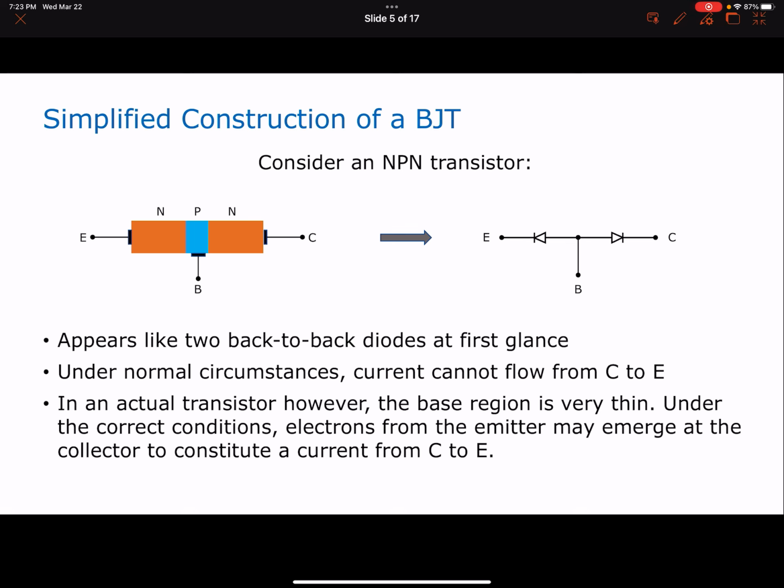Because note, electrons flowing from left to right will constitute a current flowing from right to left. Now, we're not going to explain in EEE 123 the physics behind this. So you're just going to have to take my word for it at this point in time.